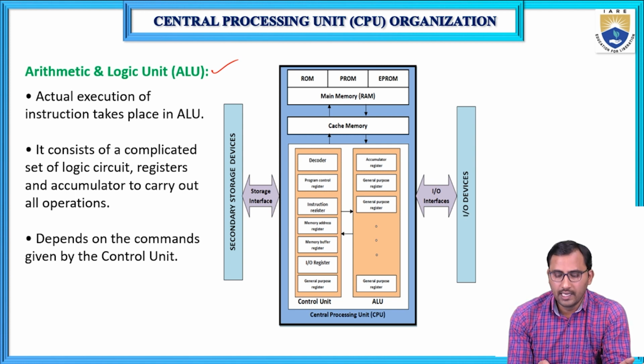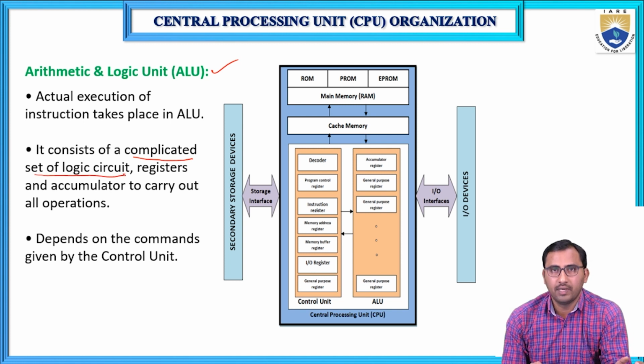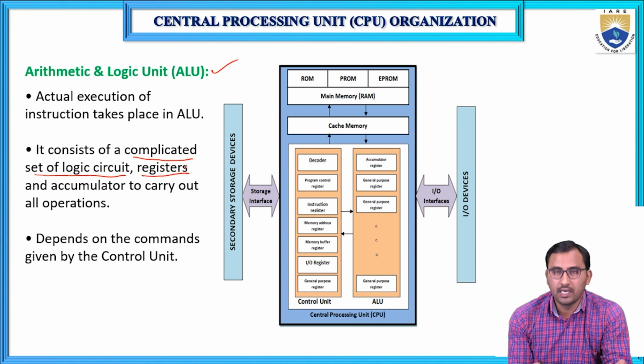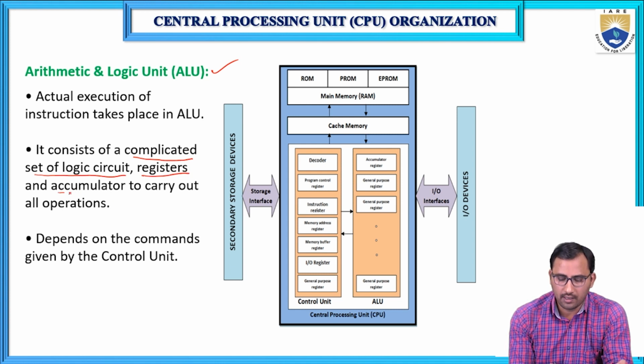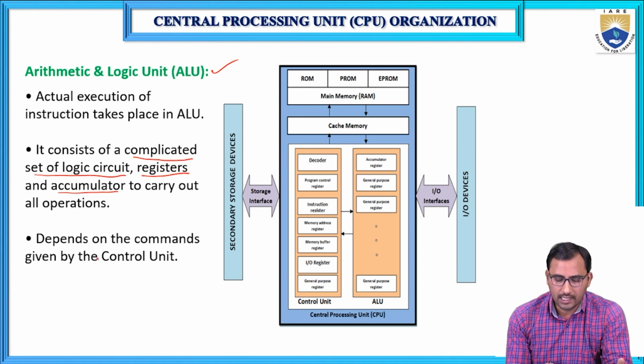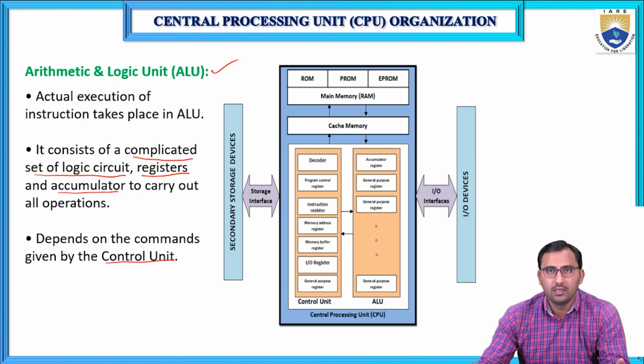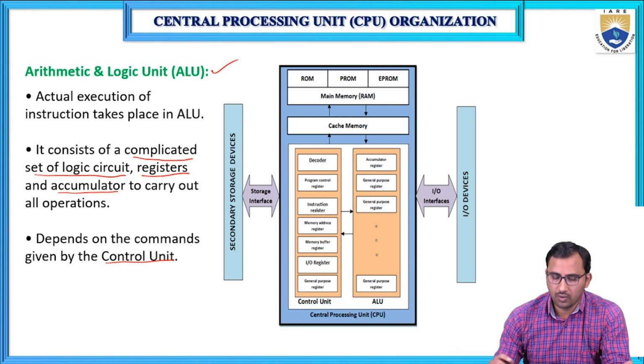This ALU unit consists of a complicated set of logic circuits, because the ALU performs multiple operations. That means inside there is a complicated logic circuit. It also consists of some registers and an accumulator to carry out all the operations, which depend on the commands given by the control unit. Whatever commands are given from the control unit, that particular operation will be performed by the ALU unit.